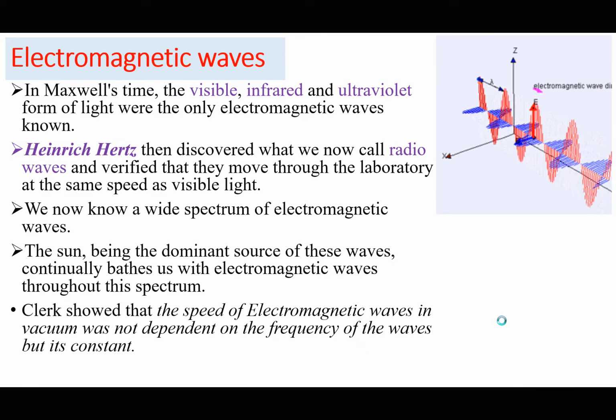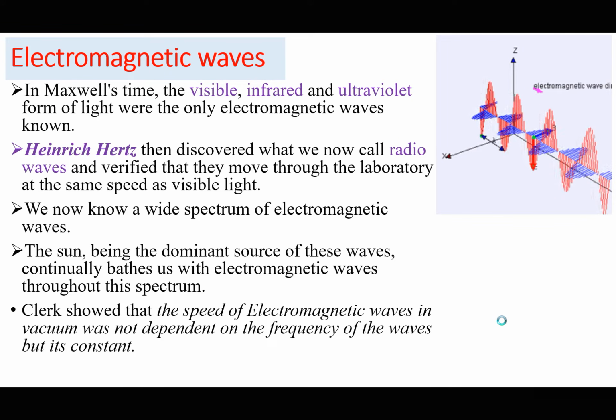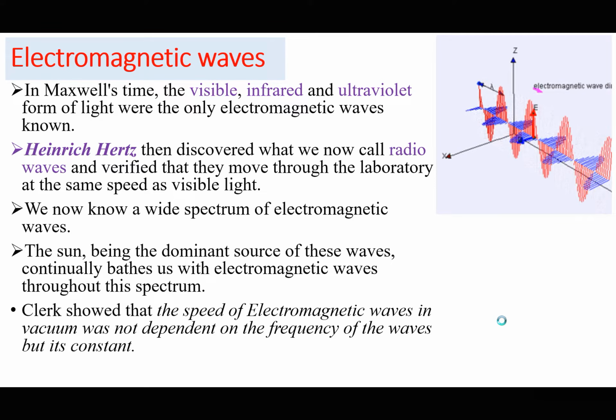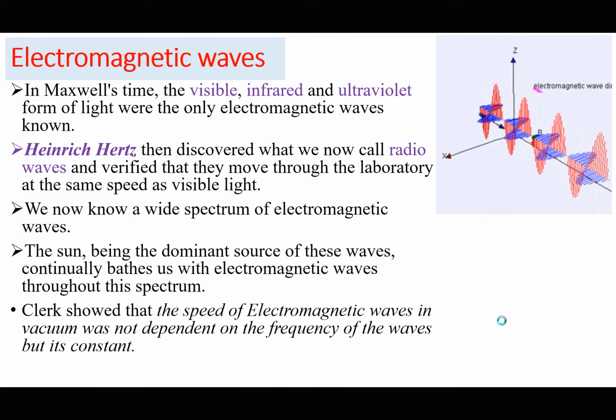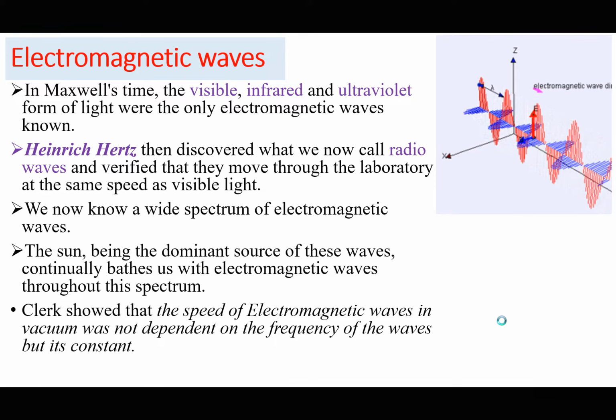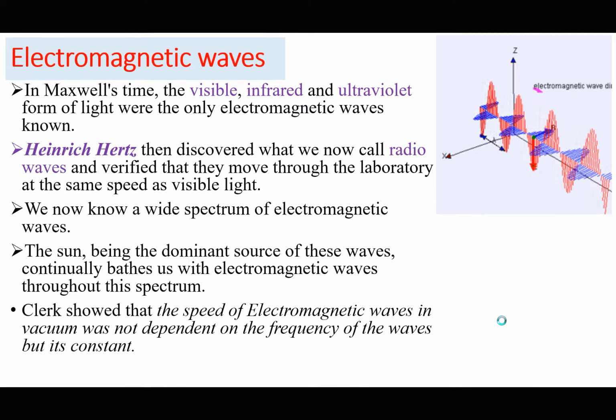So the speed was constant, which therefore meant that the frequency and wavelength could not both be constant, because we wouldn't have two constant quantities in the same expression. Maxwell verified that the speed of electromagnetic waves was very high and constant in a vacuum. Of course, it would change in other media such as glass, but it remained constant in a vacuum.